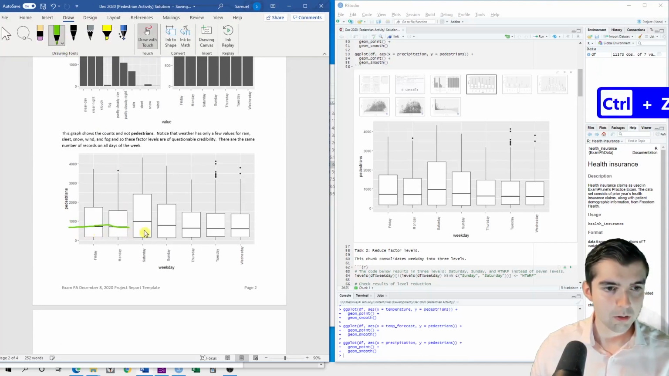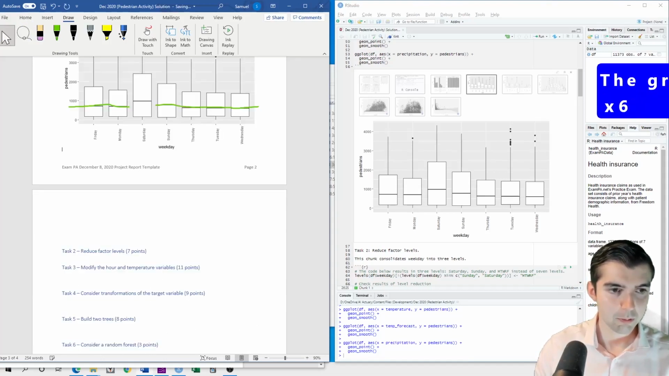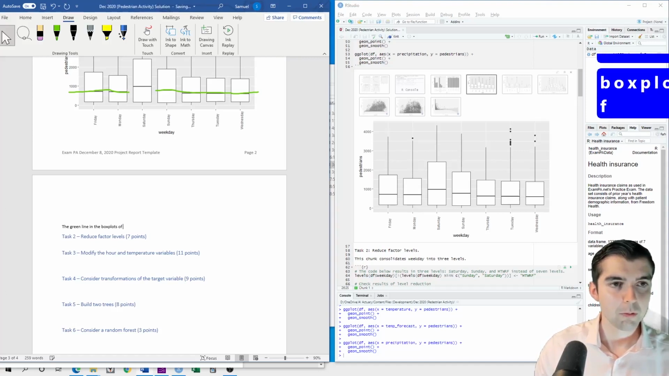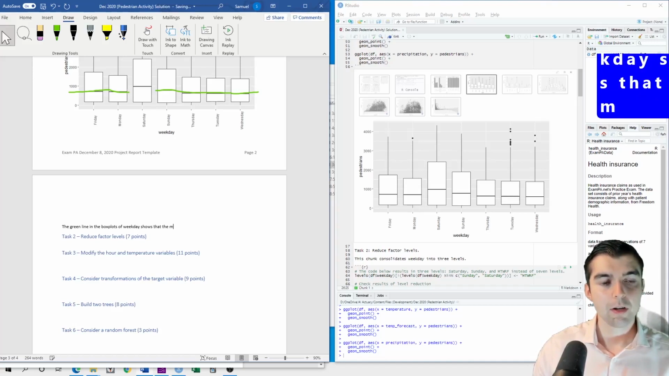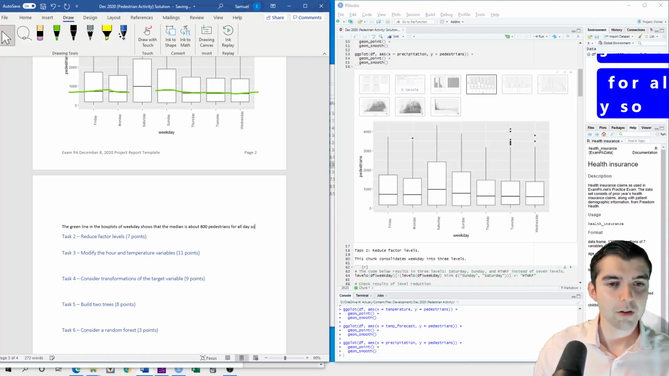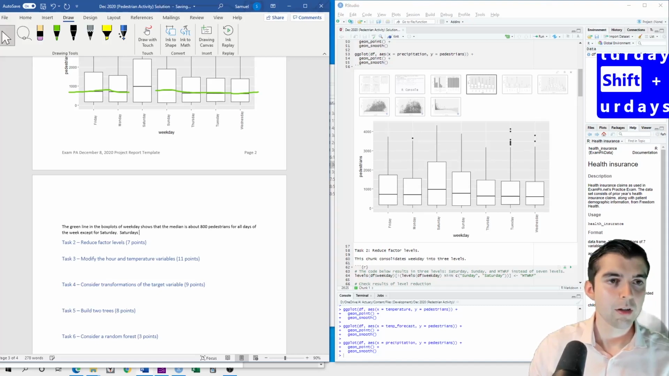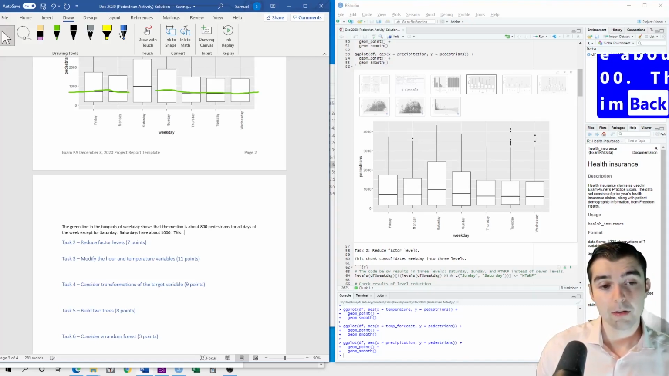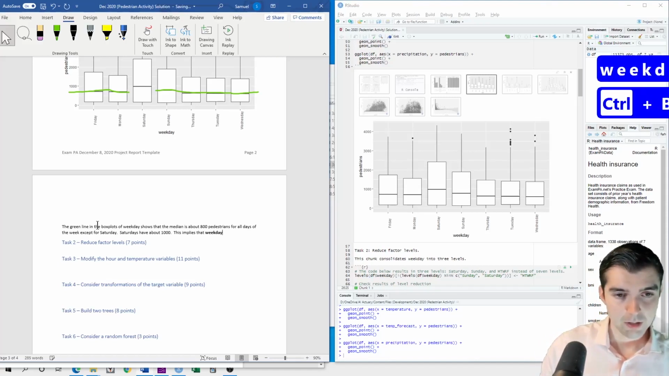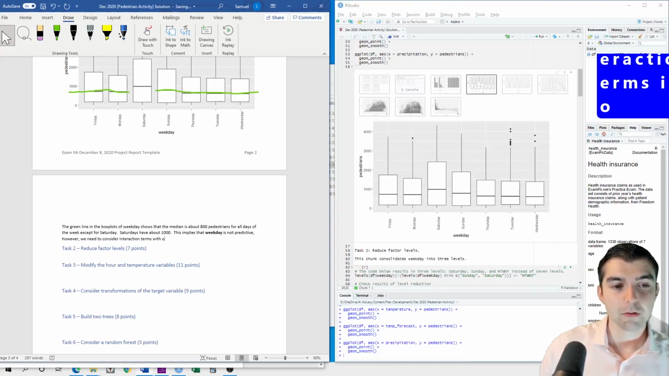Next graph, weekday. So you notice that this trend is basically flat. The green line, let's go below. Box plots, weekday, shows that the median is about 800 pedestrians for all days of the week, except for Saturday. Saturday has about 1,000. This implies that weekday is not predictive. However, we need to consider interaction terms with other variables before being able to make this conclusion.